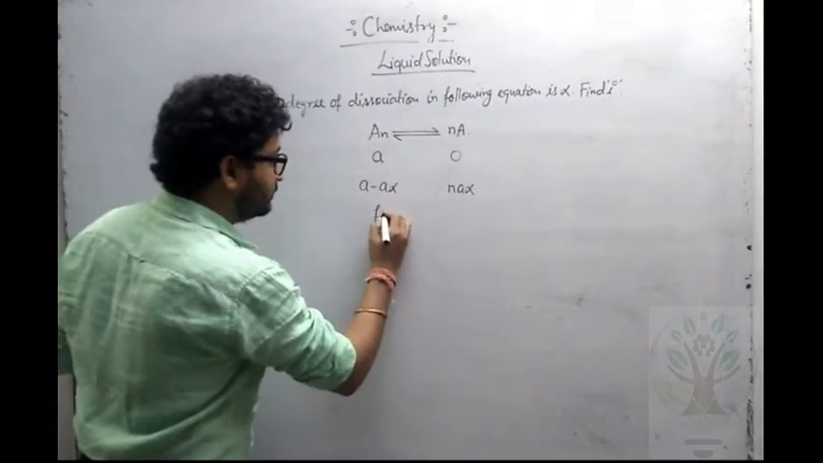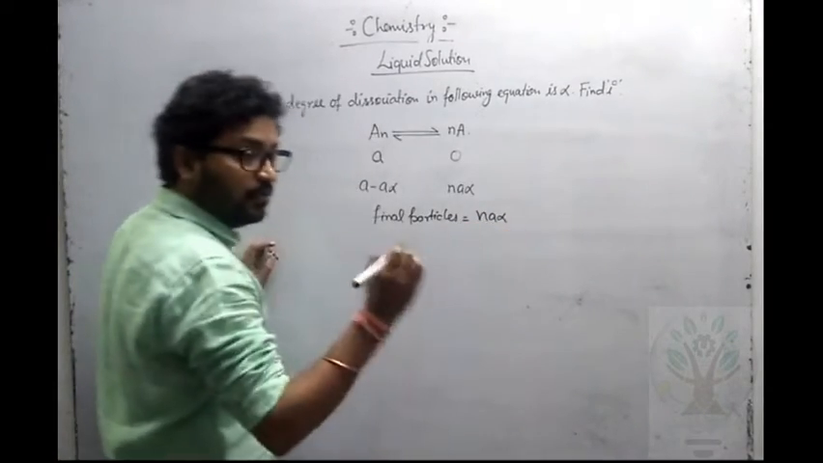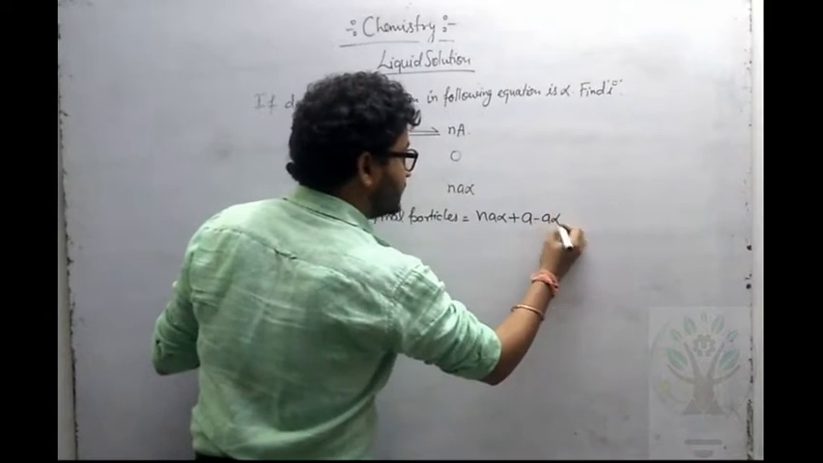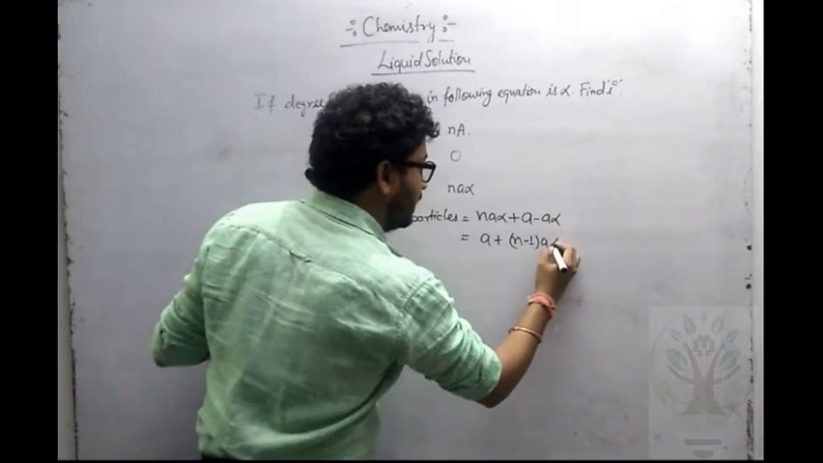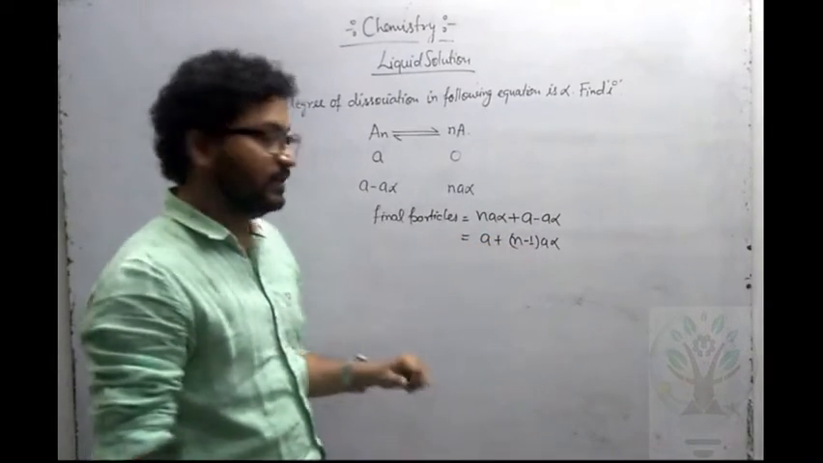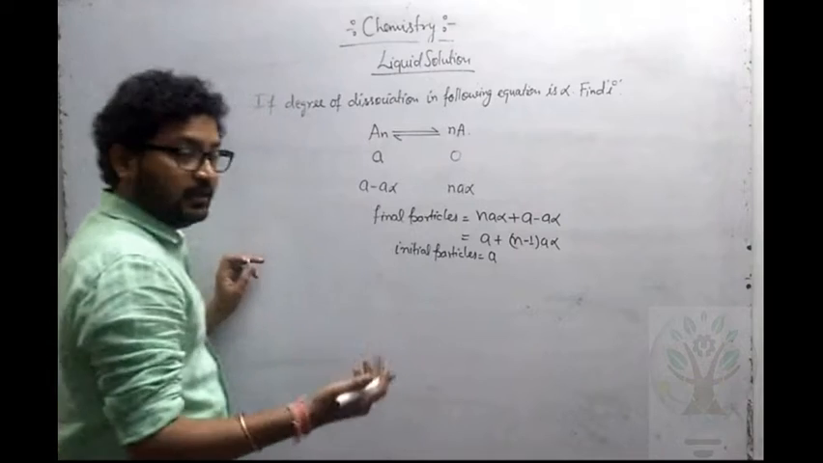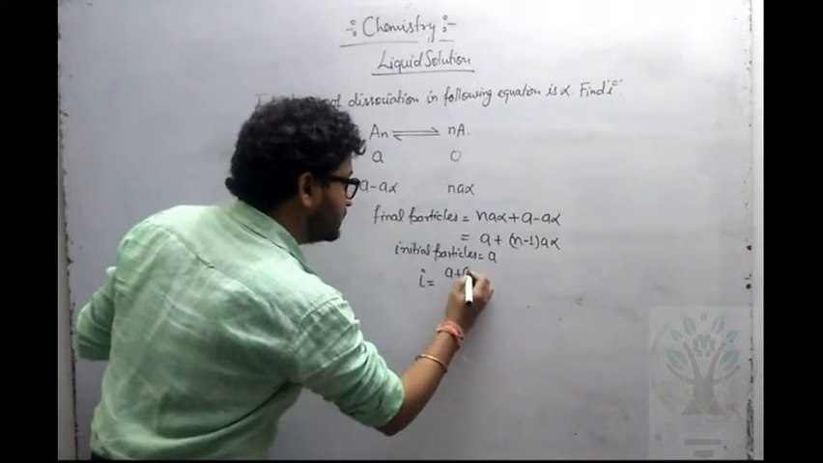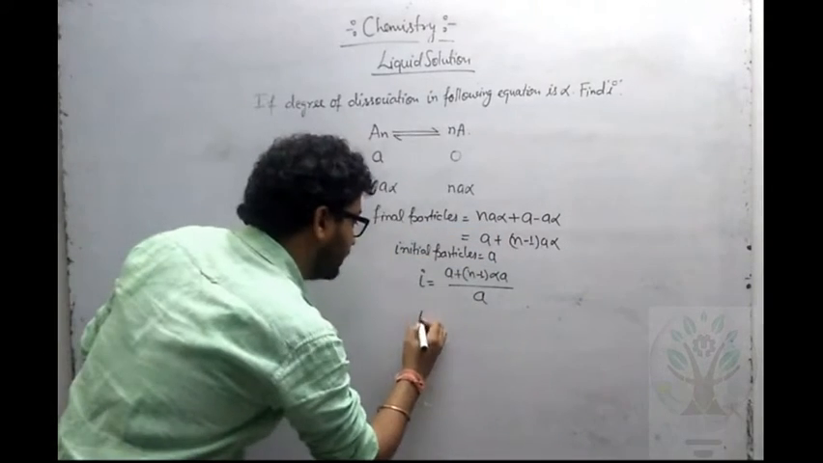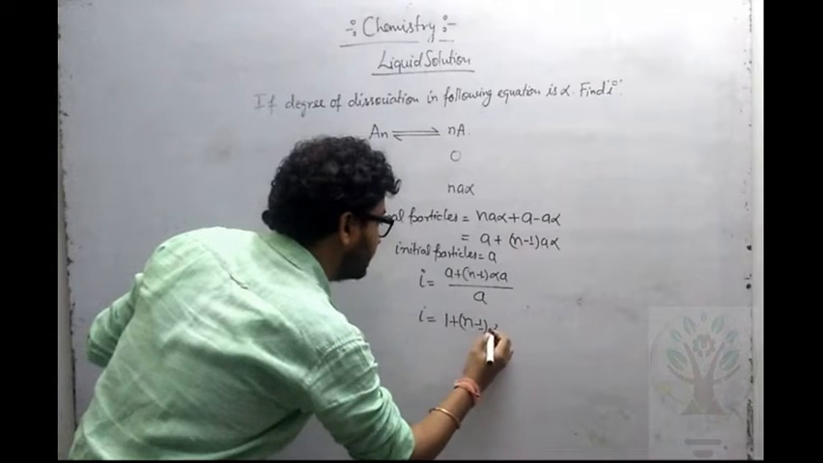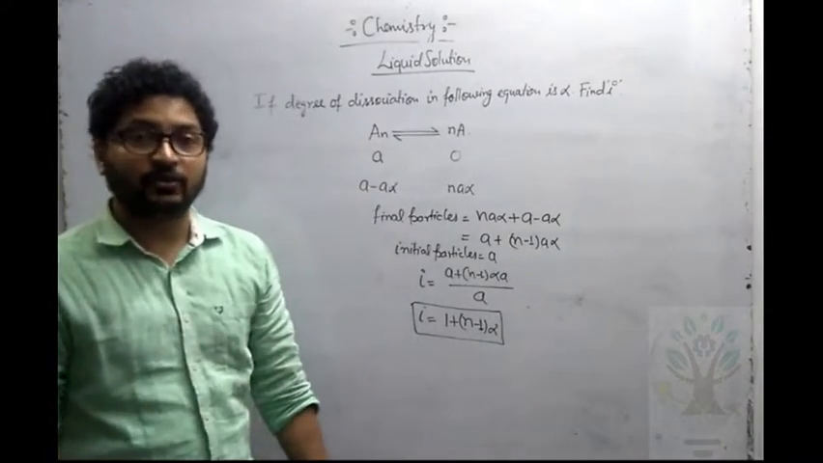Okay, now tell me the final particles. How much is the final particle? I have nA alpha plus A minus A alpha. Means how much am I having? I am having A plus n minus 1 into A alpha. Can you see this? Alpha is common, so n minus 1. Now the initial particle is how much? A. So what will be I? I will be A plus n minus 1 A alpha divided by A, final particles divided by initial particles. So here I is coming as 1 plus n minus 1 alpha. And it is the general formula for calculation of I.